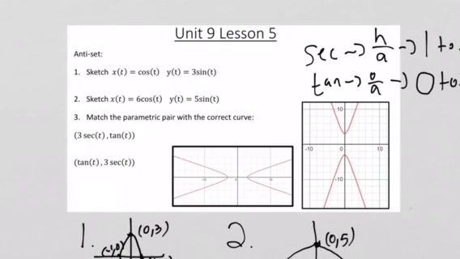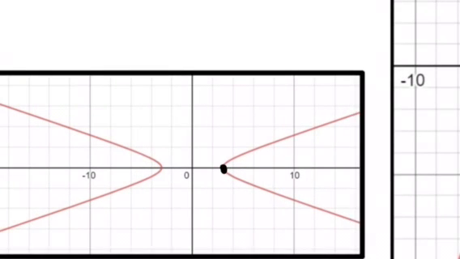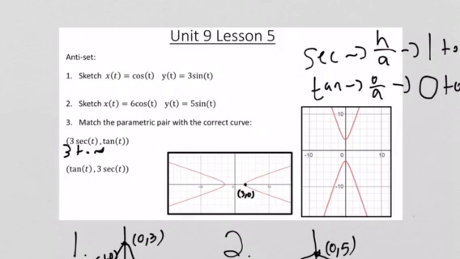So when we think about these graphs, this 3 secant is going to go from 3 to infinity. And that's our x value, right? Our x value is going from 3 to infinity. So we're looking for the graph where our x value is going from 3 to infinity. And that is this one, because it starts at 3, 0, right? And that makes sense because tangent goes from 0 to infinity, right?